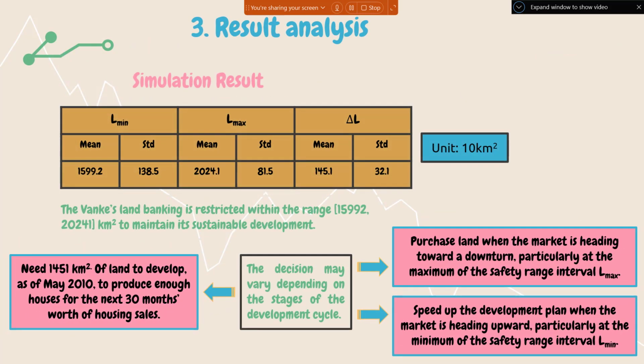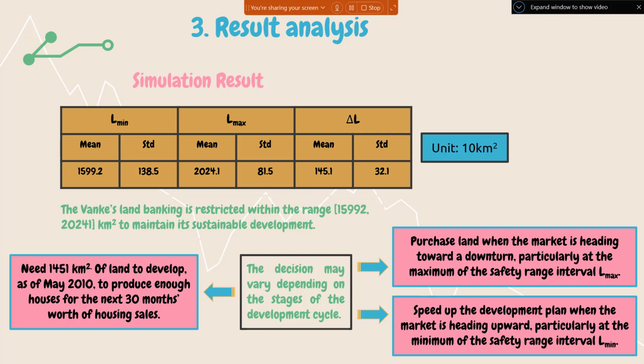This is the result analysis, which will show the L-min, L-max, and the land area that is needed. So Vanke's land banking is restricted within the range of 15,992 to 2,241 square kilometers to maintain its sustainable development.